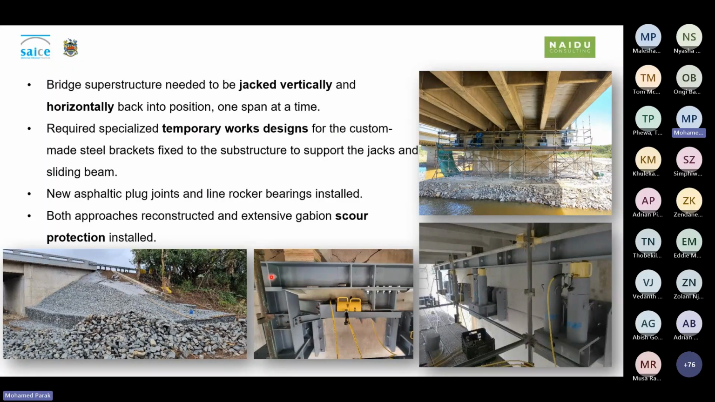Before we reseated the bridge back into its new position, we replaced all the bearings, and once the deck was reseated in its position on new bearings, we replaced the asphaltic plug joints. And then, of course, both approaches were reconstructed, and extensive gabion and scour protection was installed to prevent, hopefully, future scouring out of the approach embankments.